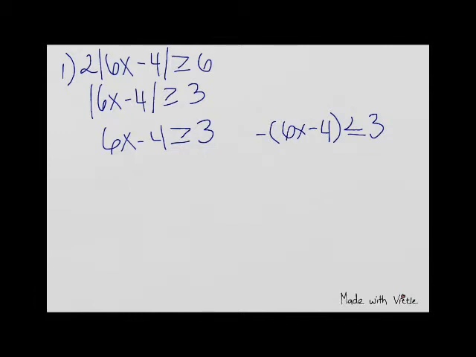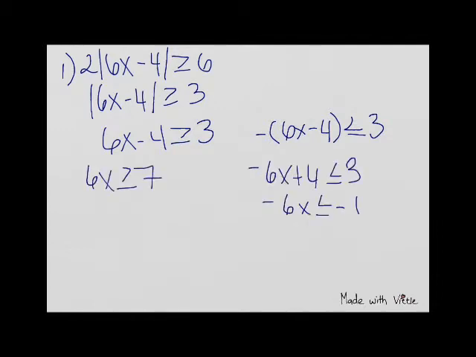That's why you have, on the left side, 6x minus 4 is greater than or equal to 3. On the right side, you set it negative. This would be negative 6x plus 4 is less than or equal to 3. Next, you need to get rid of the 4. So you add it on the left side, making it 6x is greater than or equal to 7. Then on the right side, you subtract it, making it negative 6x is less than or equal to negative 1.